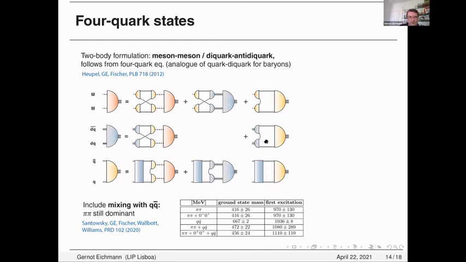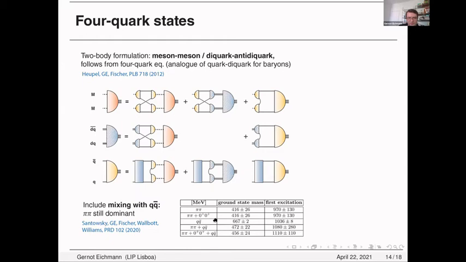and column in this matrix. So this thing here would be the QQ bar system alone, but now it is back coupled to the meson-meson diquark anti-diquark system. And what happens is that pi is still dominant. Pi alone would give a mass of about 420 MeV.